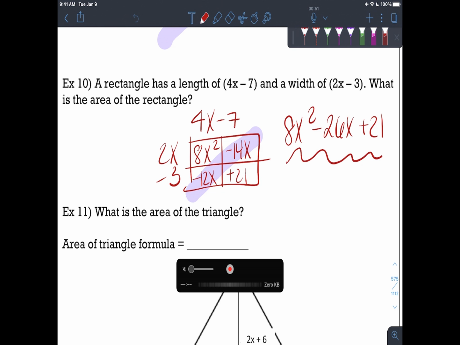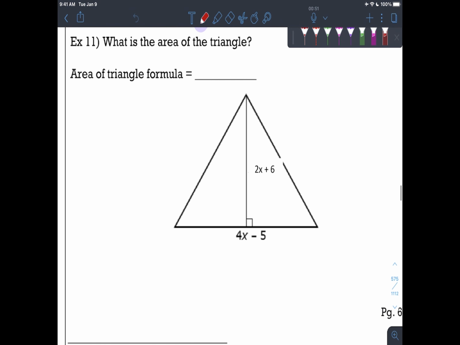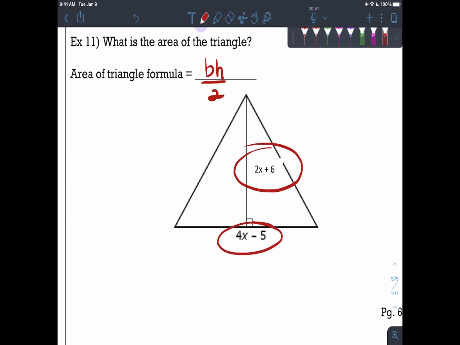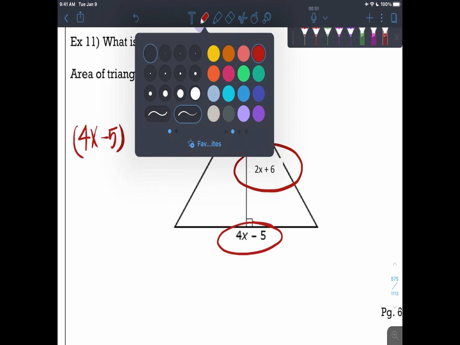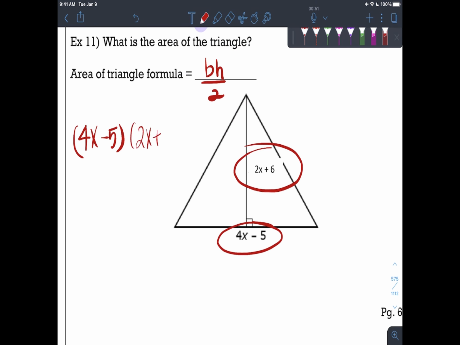Let's continue with finding the area of this triangle. So, the formula for the area of my triangle is going to be base times height, all divided by 2. So I see a base, I see a height. Let's plug those in. 4x minus 5 multiplied by 2x plus 6, all divided by 2.